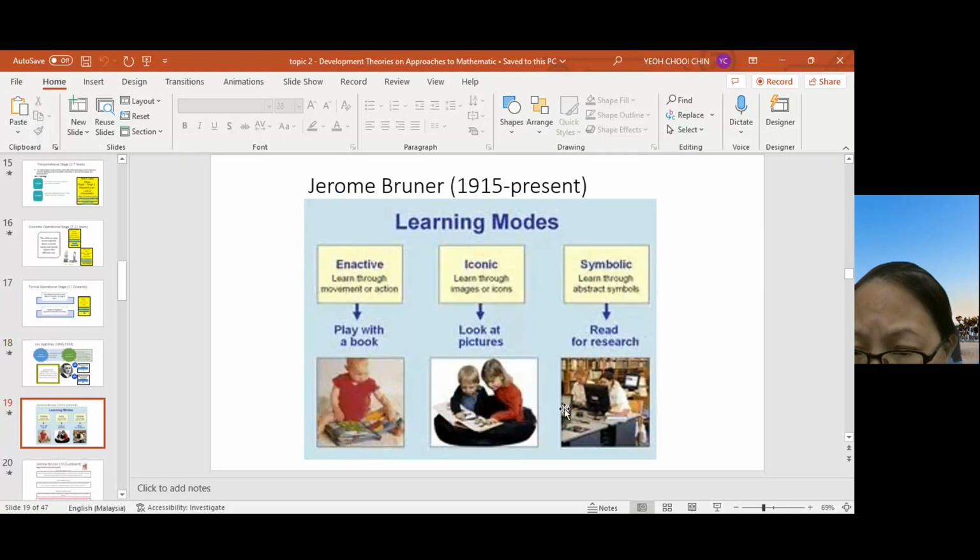Symbolic, learn through abstract symbols. They don't see the things, they have to do it in the abstract. They start thinking. They have to use a lot of their logic and thinking skills.